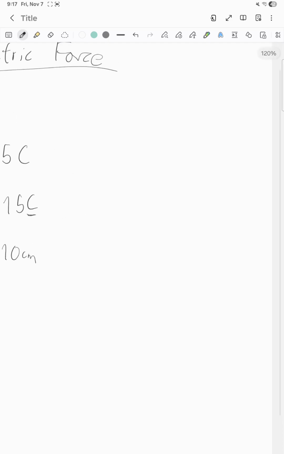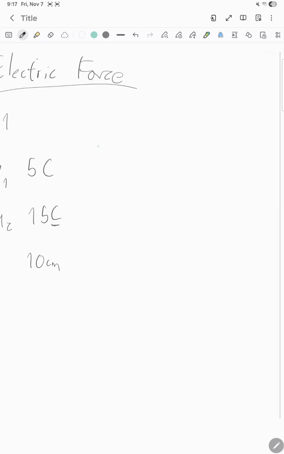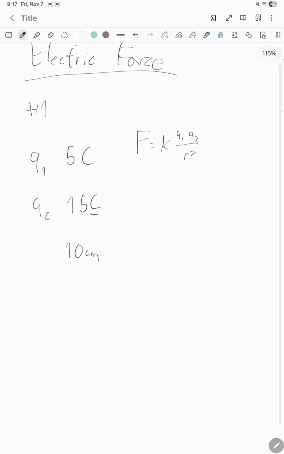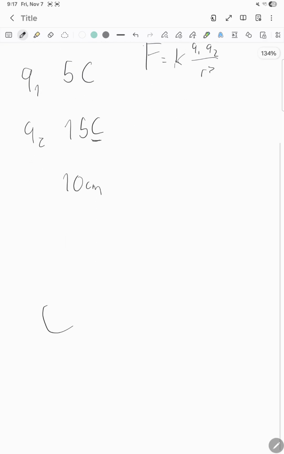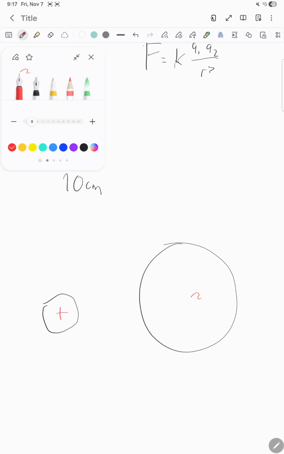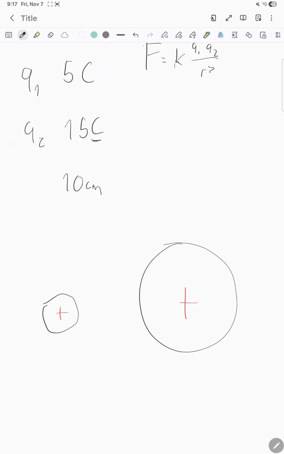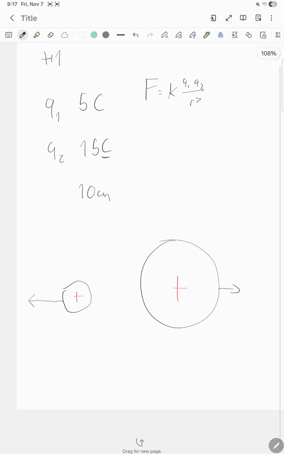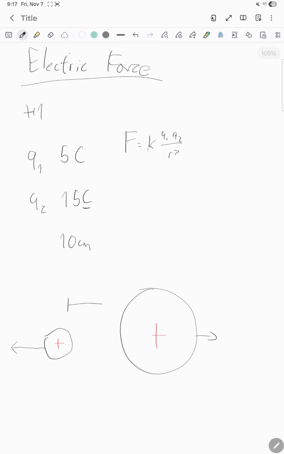So all we have to do here is just apply Coulomb's law, which is F is equal to K Q1 Q2 divided by r squared. As we can see, these are both positive charges. So we can do a little diagram here. One is 5 coulombs, right? This is a little boy, and this is a big boy, because this is 15 coulombs. And so, of course, you will feel a very big force, and you will feel a smaller force of repel.